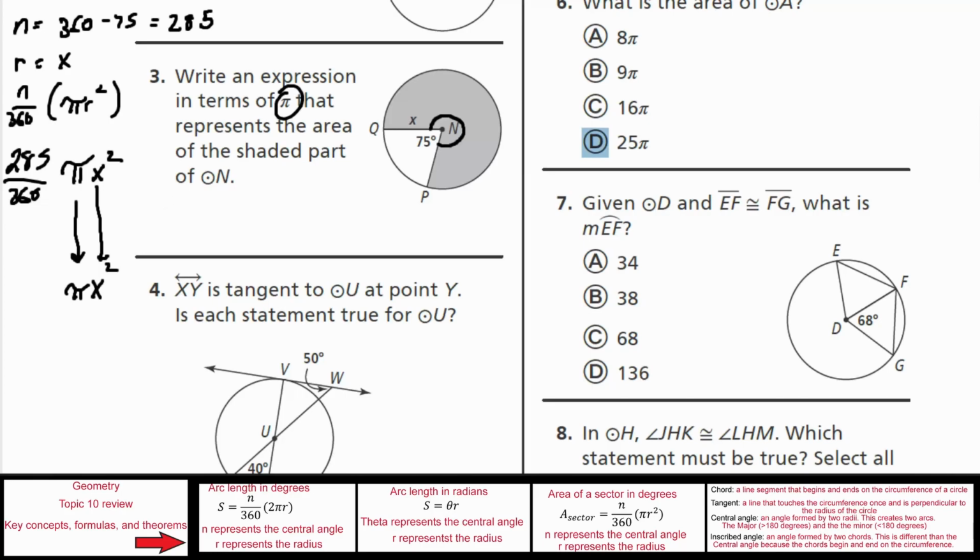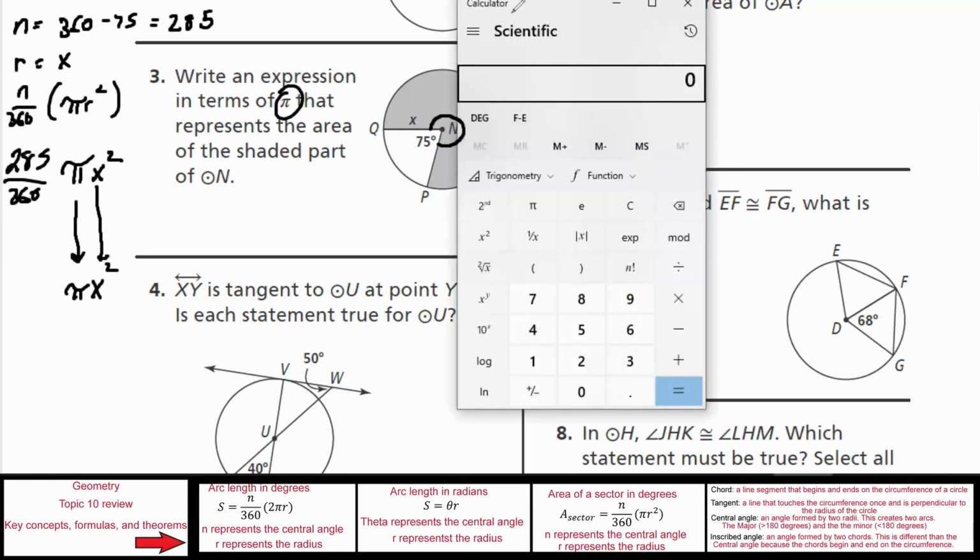285 and 360 are both divisible by 15. So let's see what that brings it down to. This is going to give me 19 over, and now I just need to know what 360 divided by 15 is. That's 24.